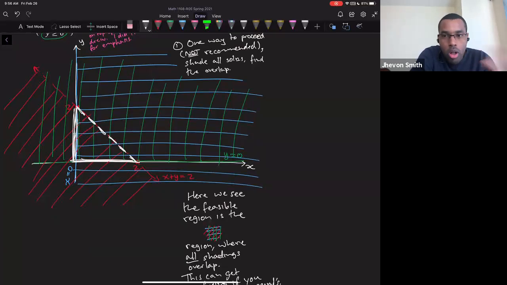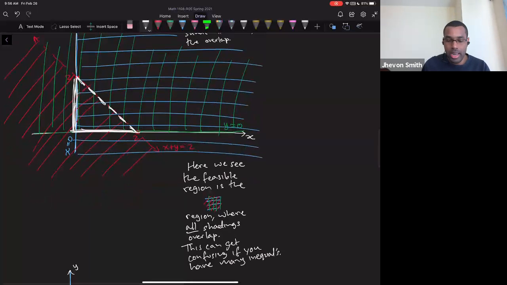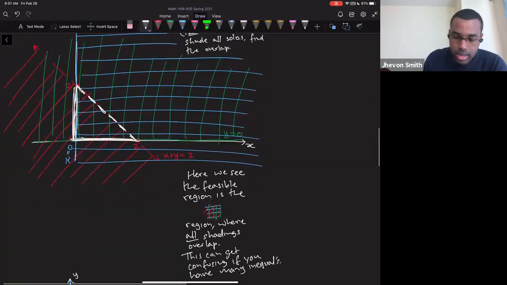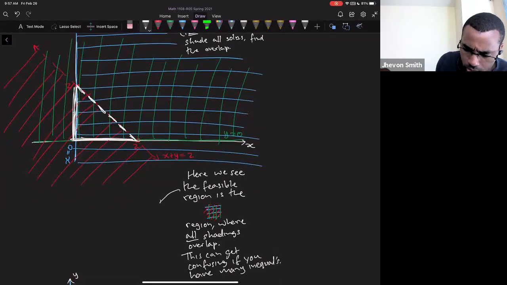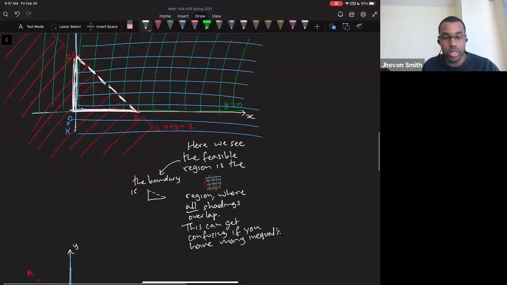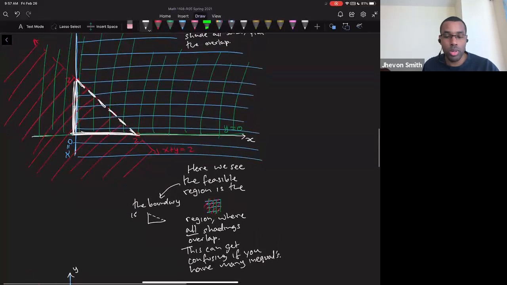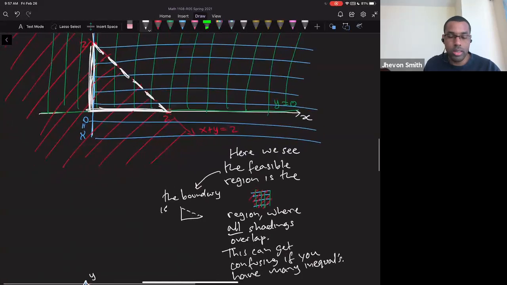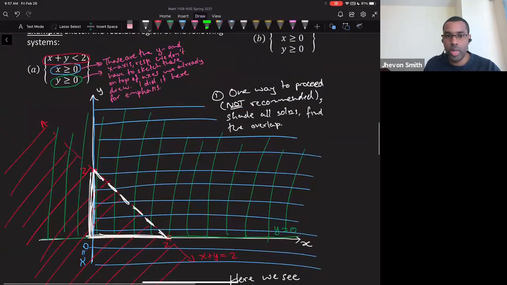It's just where all the solutions overlap that's the region that we want, right? So here the feasible region is indicated by that triangle, the boundary is the triangle part. Okay, so everything inside that is going to be your solution region, or what we call the feasible region. Okay, so that's the feasible region. That's how we found it.